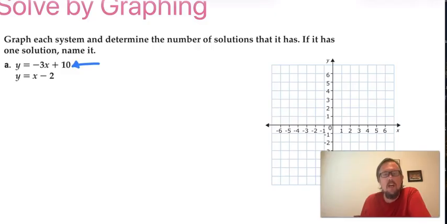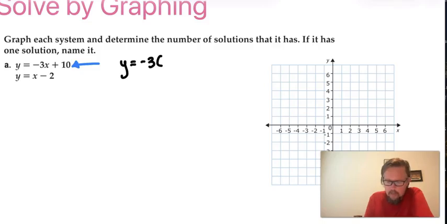Now, unfortunately, our graph only goes up to 6. So we're not going to be able to start with the y-intercept. We'll have to pick a different point. So let's see what happens when x is 1. Let's do y equals negative 3 times 1 plus 10. And that is 7. So when I plug in 1, I get 7. So let's start off with (1, 7) as one of our points.